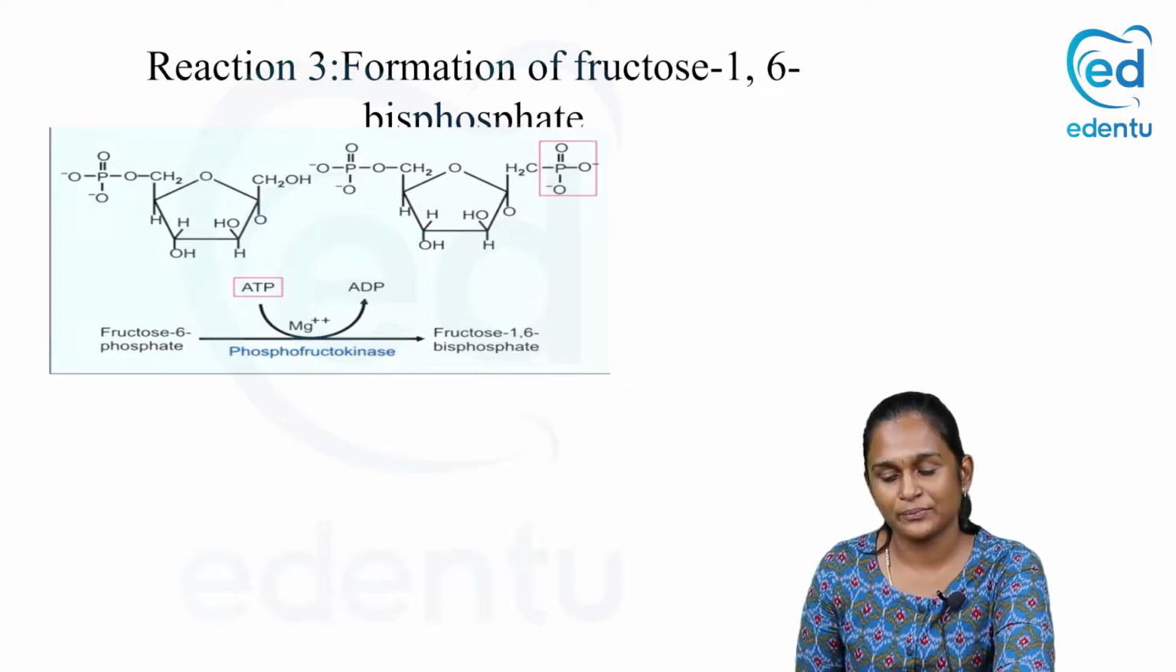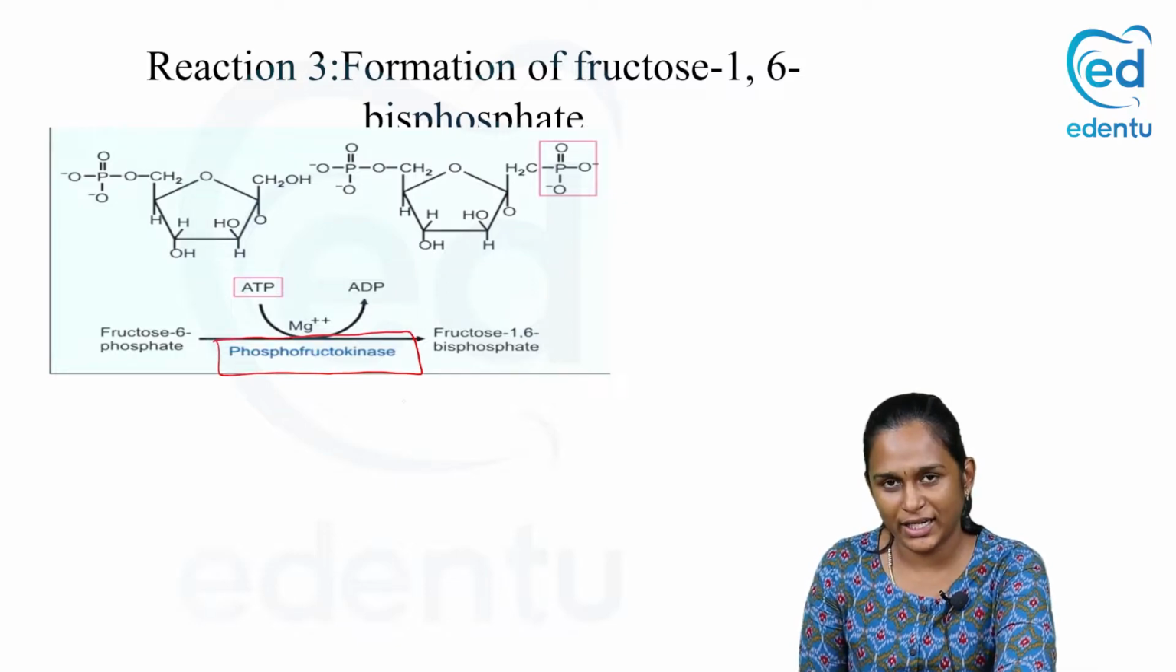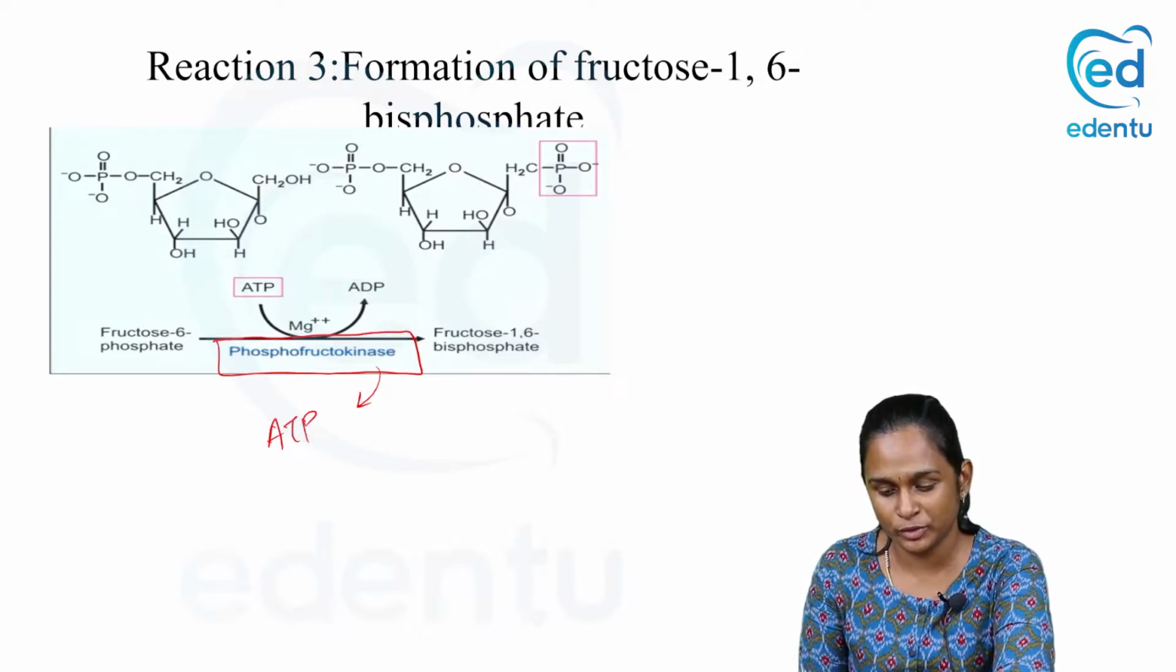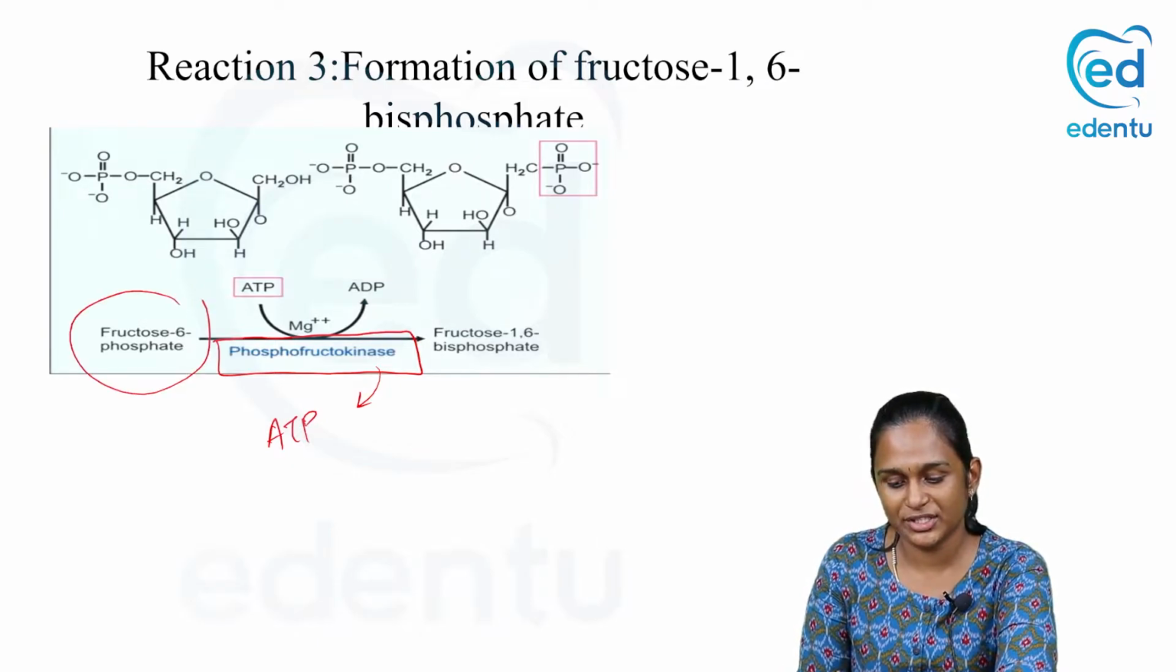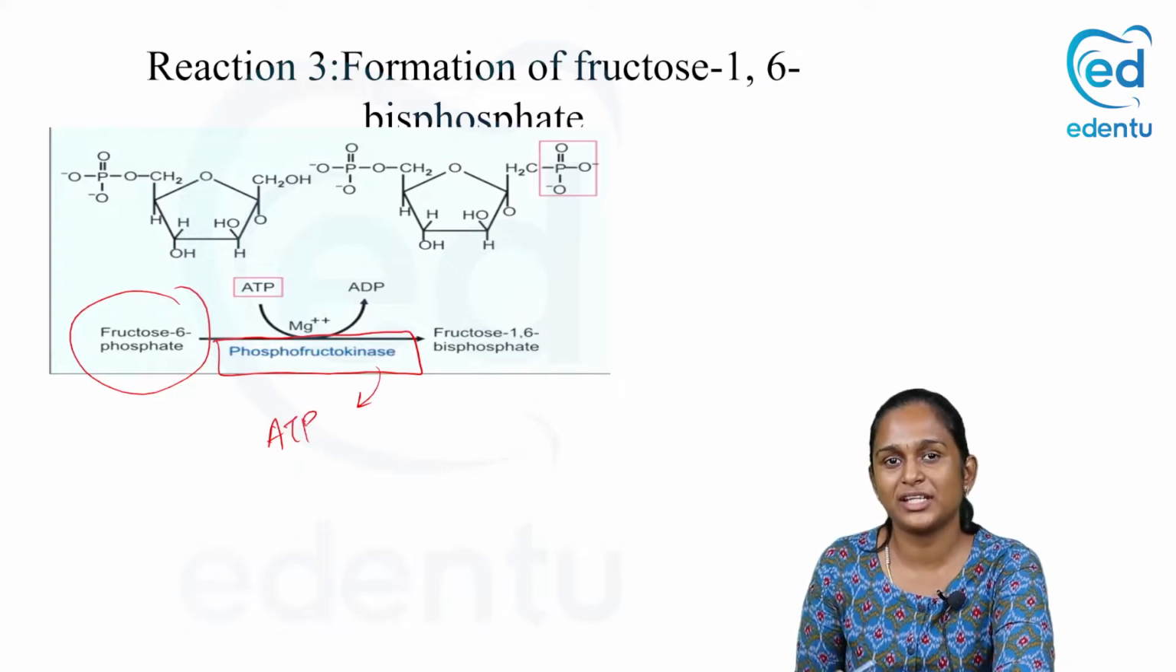Next comes the enzyme called phosphofructokinase. Kinase requires ATP, and from ATP it is going to transfer a phosphate group to the substrate. Here the substrate is fructose 6-phosphate. Already one phosphate group is present in the fructose, and you are going to add the second phosphate group.